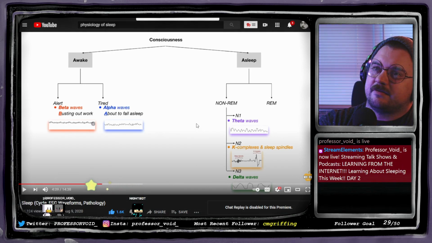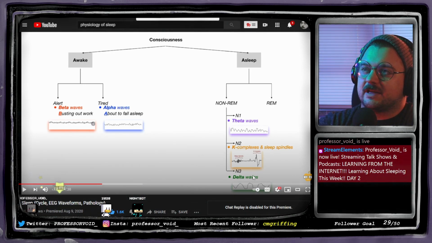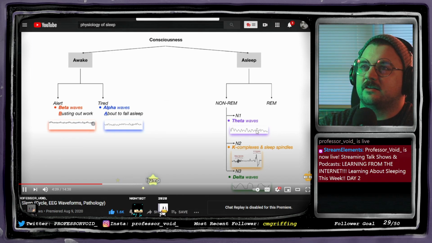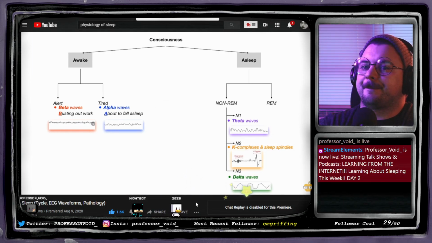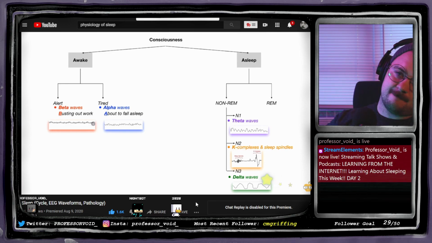I'm rocking the delta waves. I like that. I'm vibing with delta waves. Theta looks rough. And then finally in N3, you see delta waves. And shown in green is what the delta wave looks like.